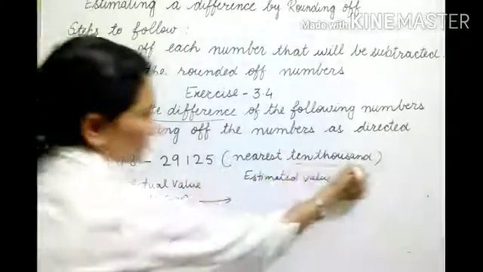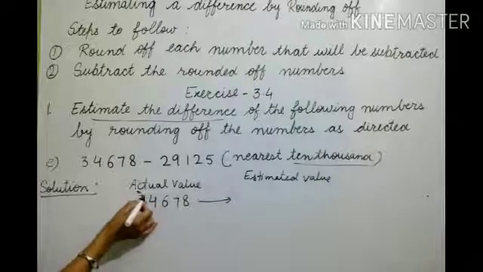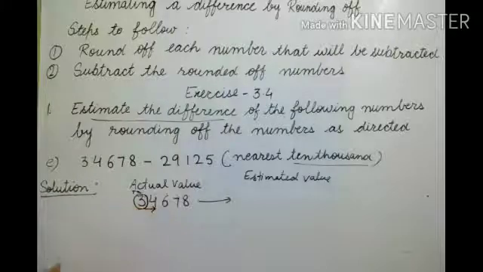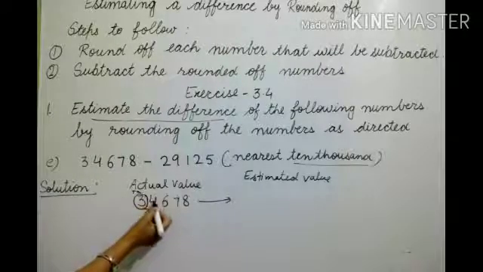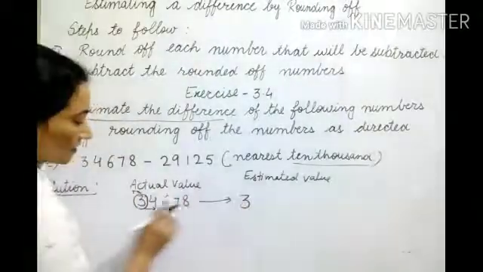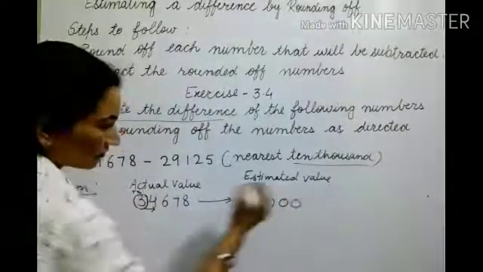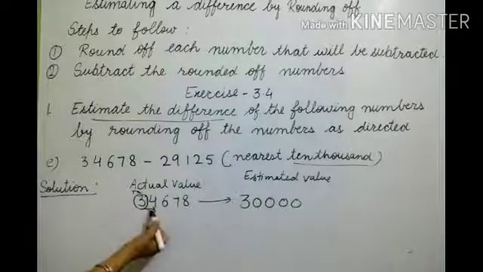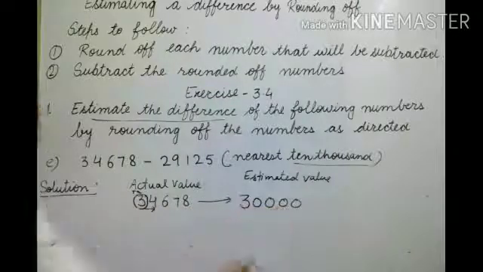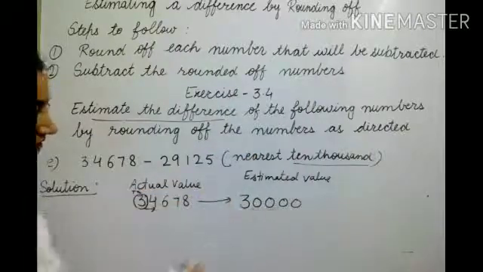Nearest 10,000. So ones, tens, 100s, 1,000s, 10,000s. You will circle the 10,000s place digit. See the right digit, put an arrow to it, which is 4, which is less than 5. So no change. 3 will remain the same, and the rest of the 4 digits following 3 will become 0. So 34,678 will be estimated to 30,000, or rounded off to the nearest 10,000. The value will be 30,000.